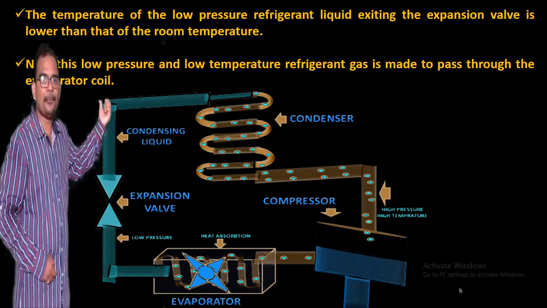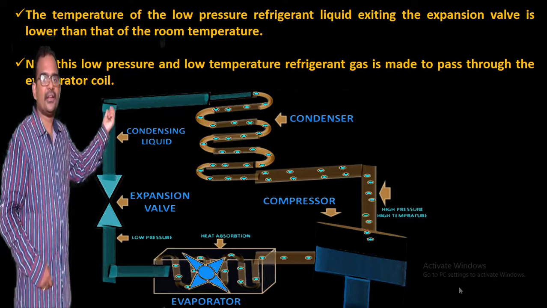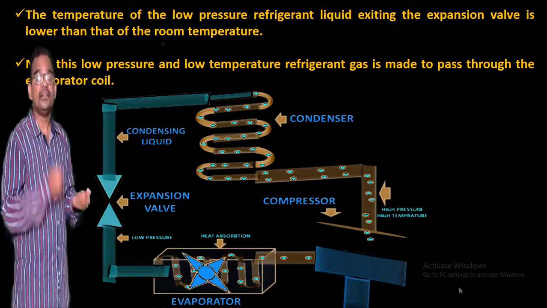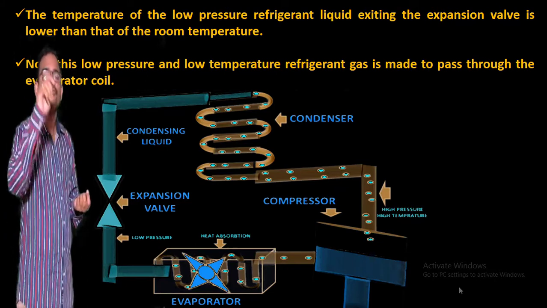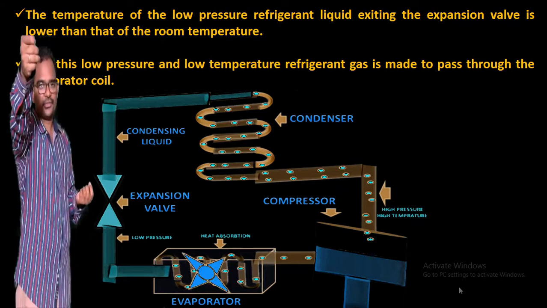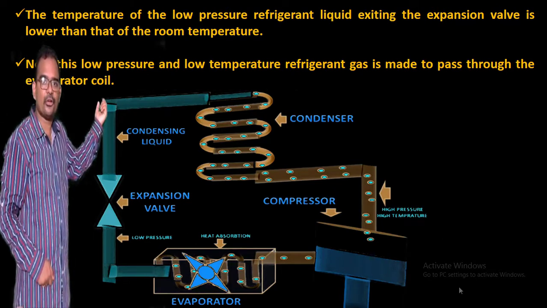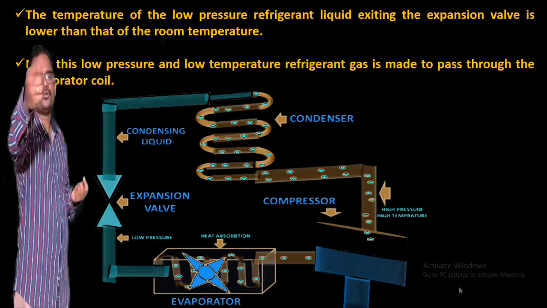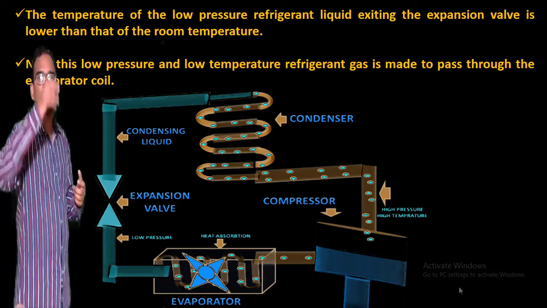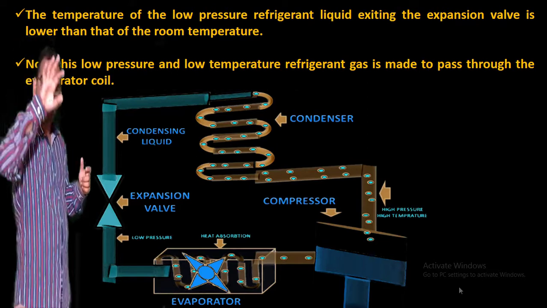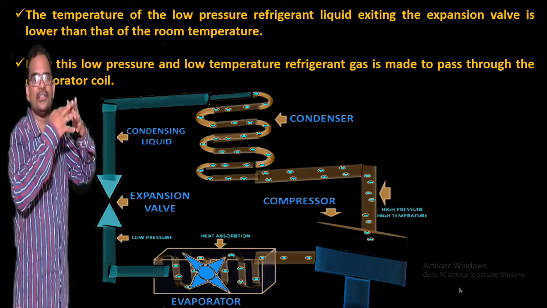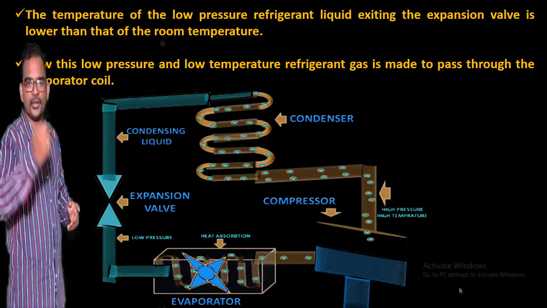So what is the temperature of this low pressure refrigerant liquid which is exiting the expansion valve? It depends upon the temperature which you set inside a room. For example, if you keep 22 degrees, that is nothing but the temperature of this liquid. If you keep 24 degrees, that is nothing but the temperature of this liquid. So whatever temperature you set, the low pressure refrigerant temperature changes and matches with that temperature which you have set through a remote control, right?